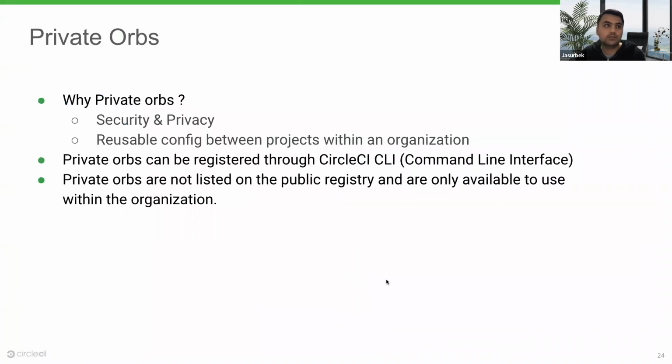And in some cases, you may want to have your own private orbs. It may be due to security reasons, or it may be because, for example, you have deploy steps which are used between projects. In that case, you can create a private orb and use that private orb within your organization. Private orbs are not listed on the CircleCI public registry and are only available to use within the organization.